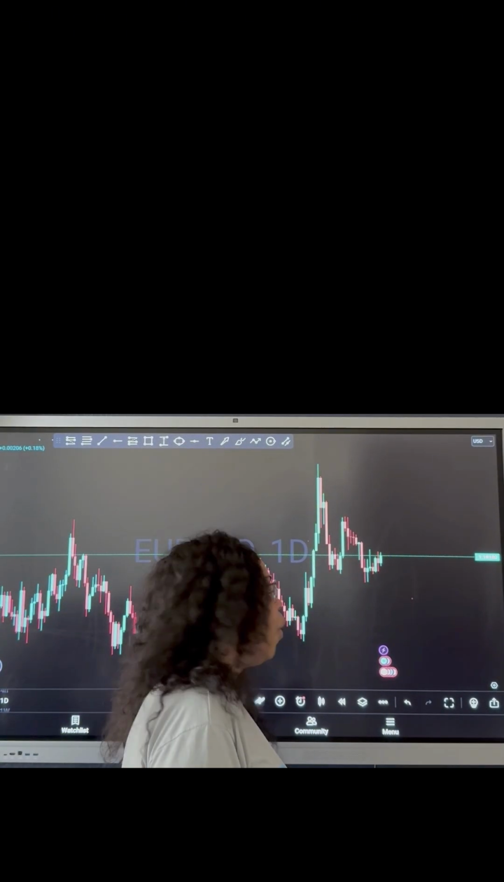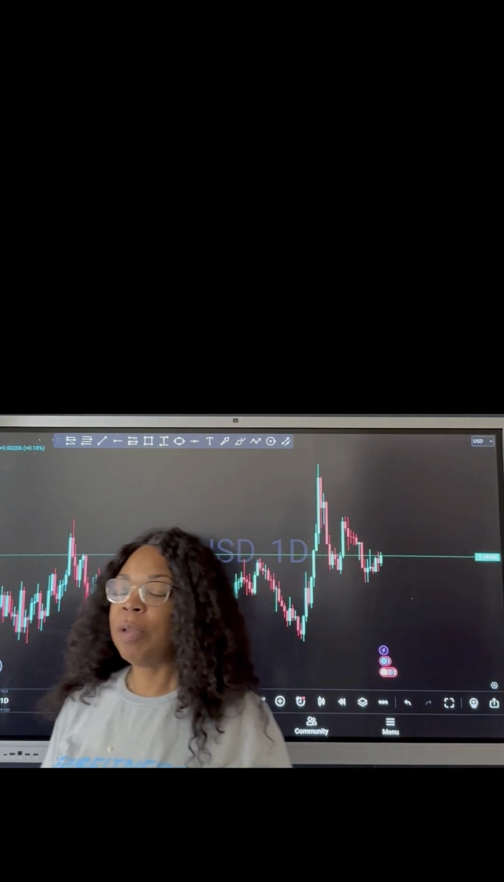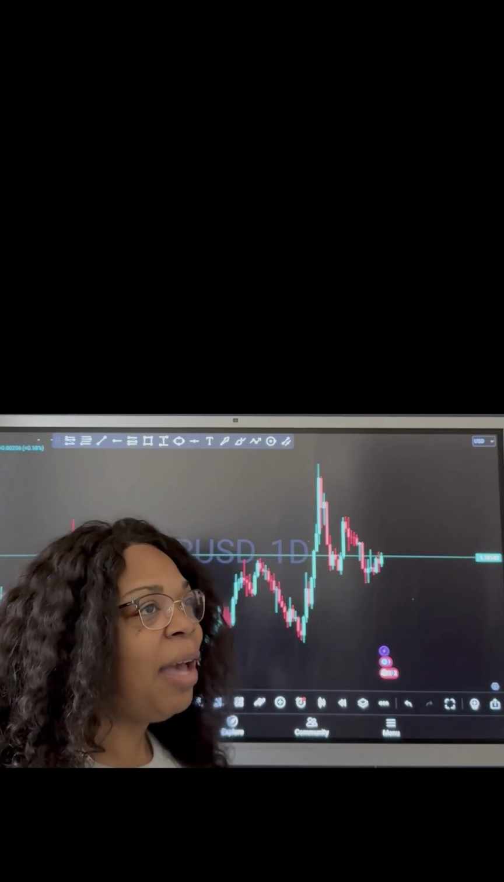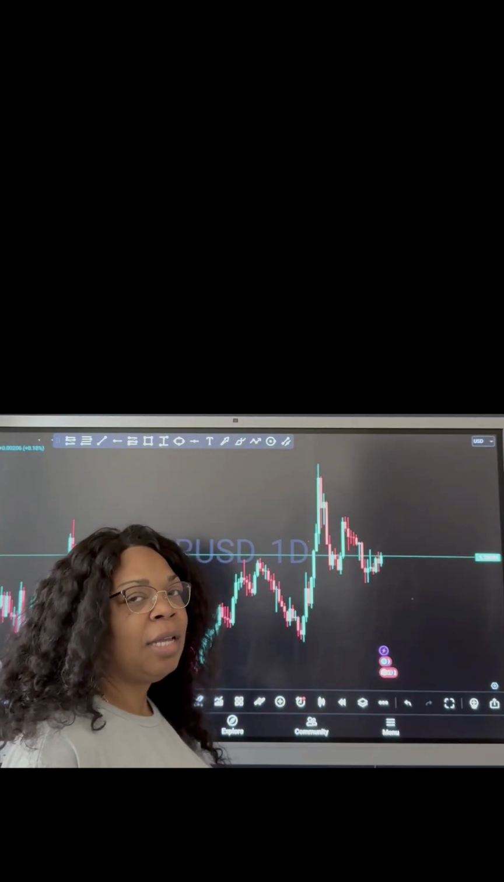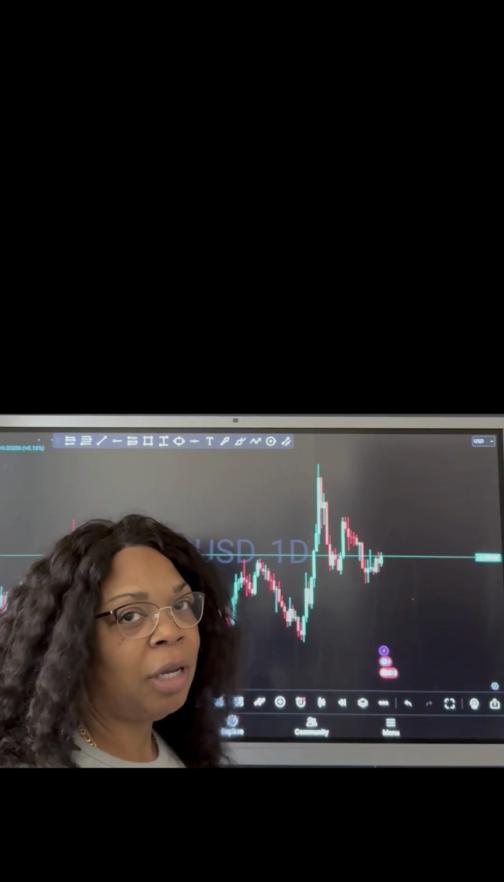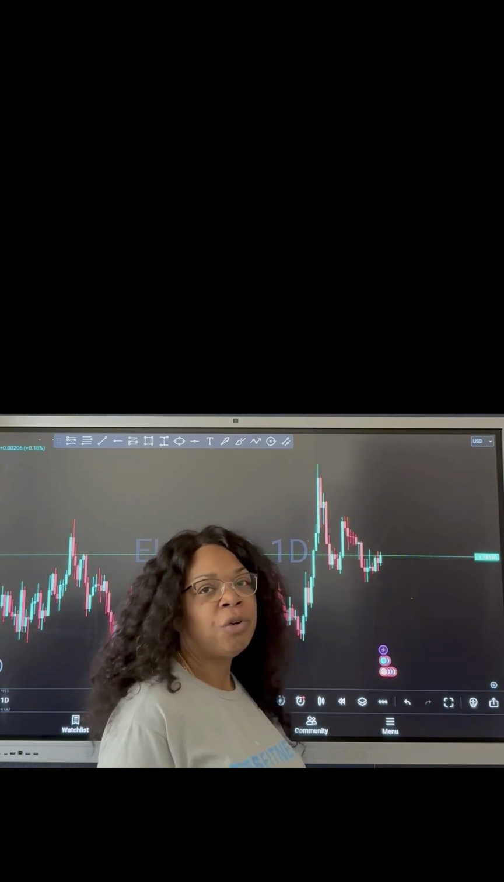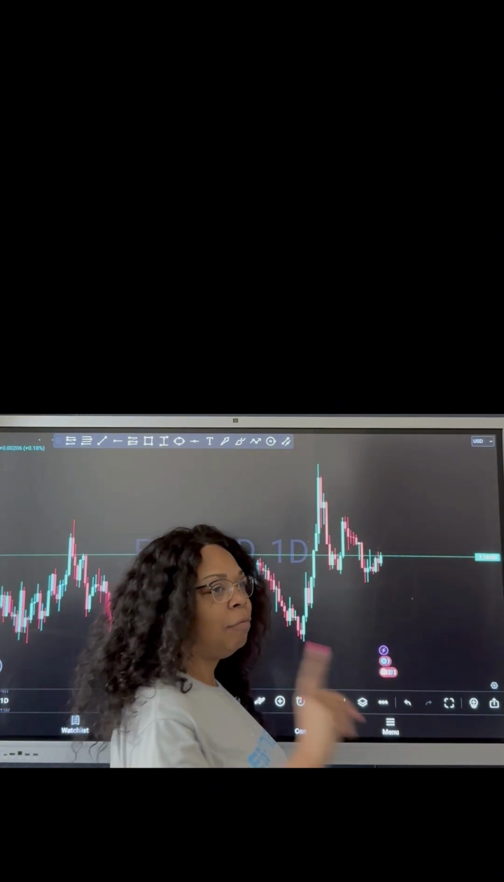I wanted to go over how to do top-down analysis in multiple time frame confluence. As we know, the higher the confluence on trades, the better your probability is of winning those trades. So let's go over how I typically mark up my charts in order to get higher time frame confluence.